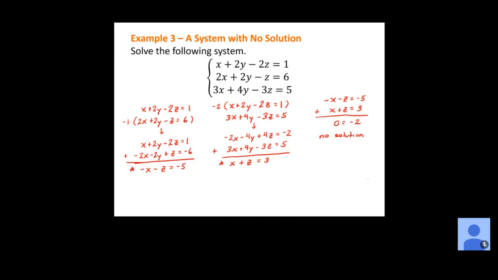Okay, so these actually become shorter than all the other ones because now there is no back substituting because we can't actually solve for a variable. So you just stop right there and say no solution. Any questions on that one?